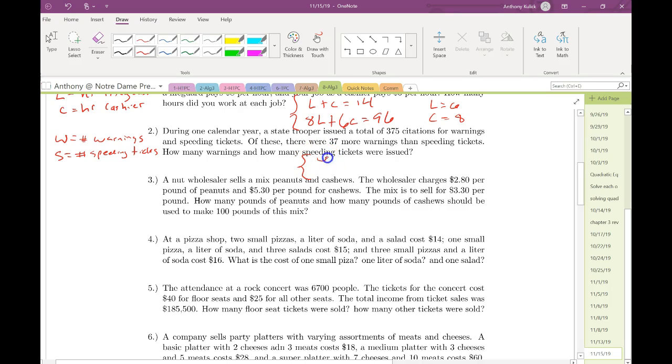W plus S equals 375. Very good. So again, we're given a total here. So that's usually a good indicator that you're probably going to just be looking at the sum of the two variables has to equal whatever that total is. Everybody okay with that? Okay. What's the second equation going to be?